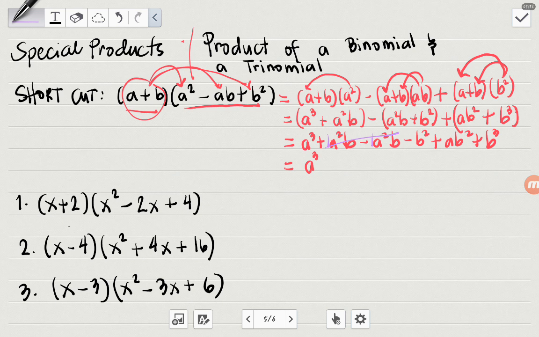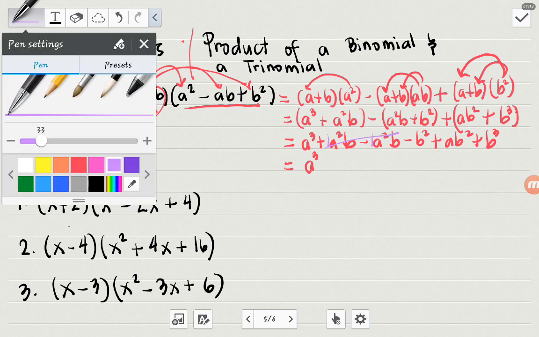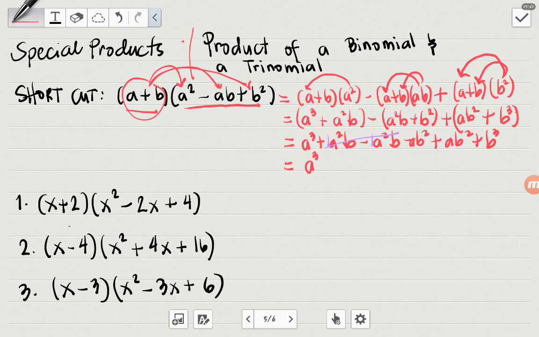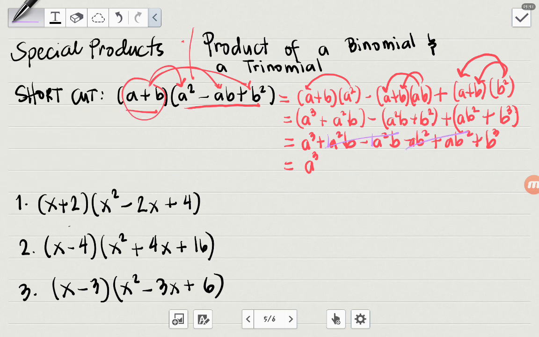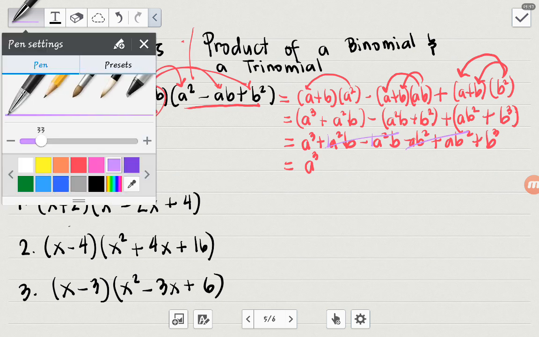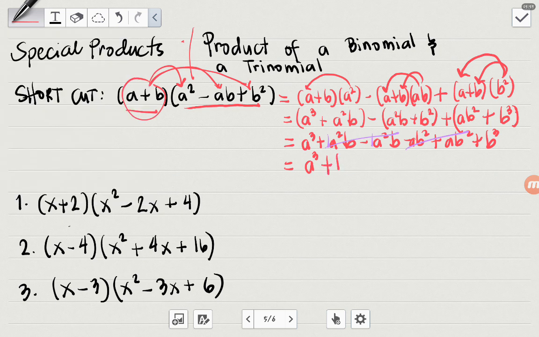And, nakalimutan ko isulat si a. This one. A square b. ab square. Ayan. So, negative ab square plus positive ab square. Again, that's 0. So, ang tira na lang ay plus b cube. So, that's plus b cube.